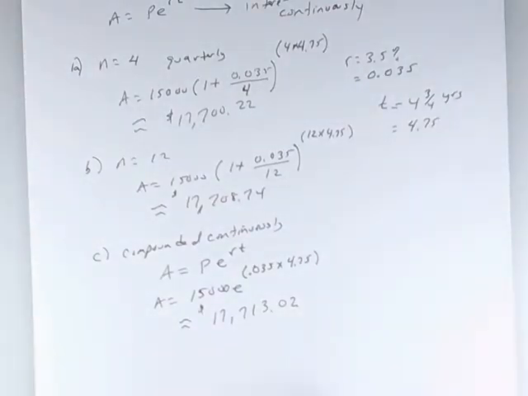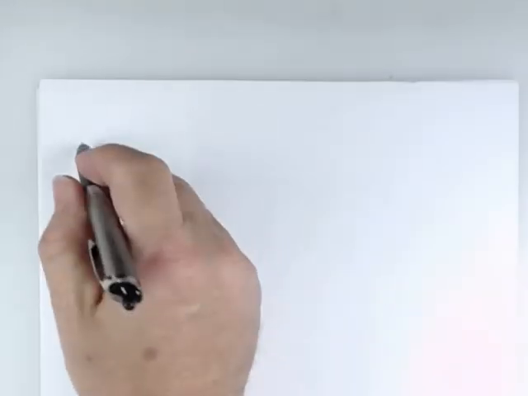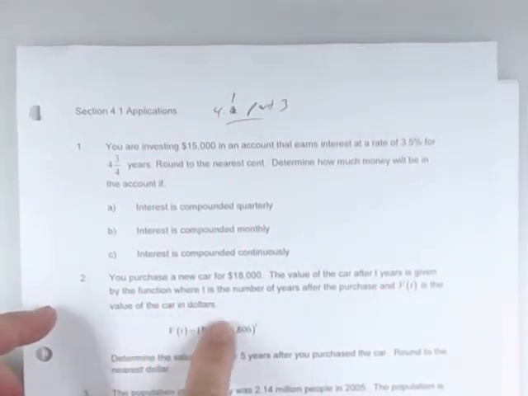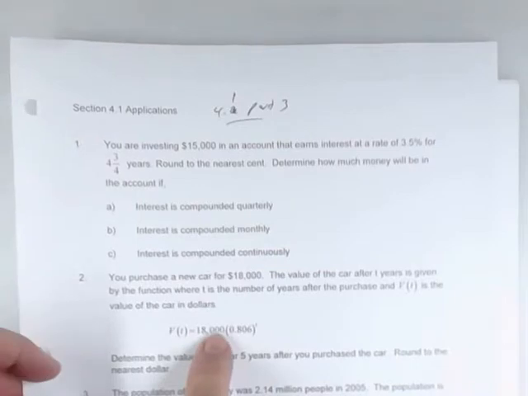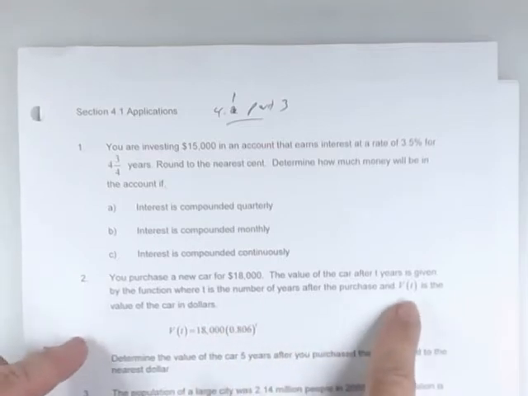Okay, number 2. So you purchase a new car for $18,000, and the value of the car after t years is given by this function, where t is the number of years after the purchase, and V of t is the value of the car in dollars.